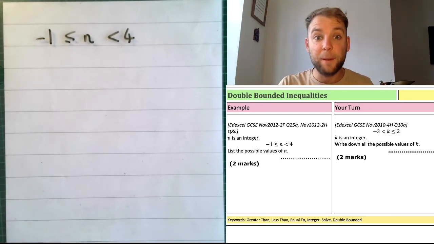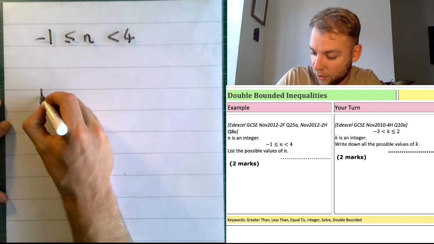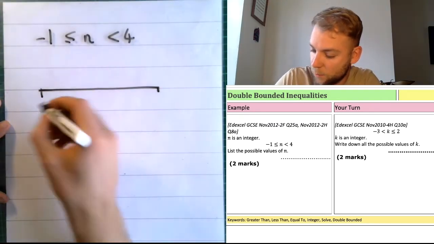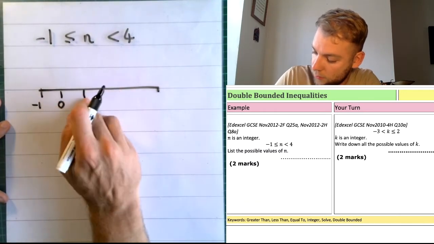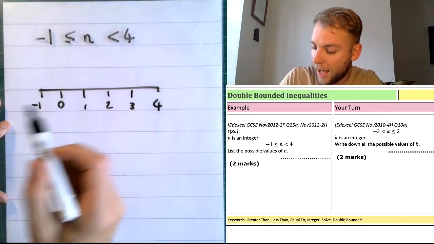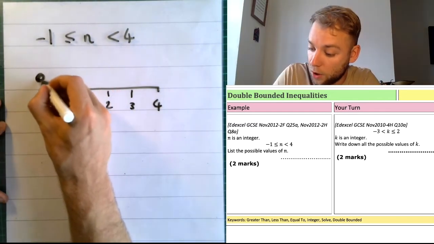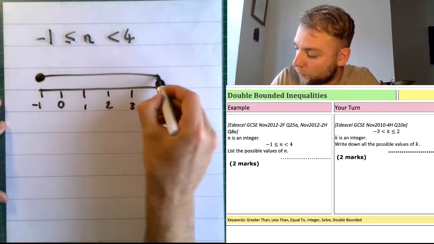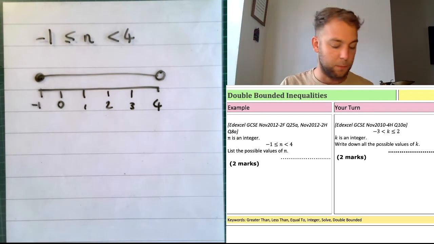Now, we can represent this as a number line if you want to. We'll do that quickly just so you can see. So this one would be from negative 1, 0, 1, 2, 3, and 4. And because this is a less than or equal to, it needs to be a closed dot on this side, all the way up to 4, but not including 4. Okay, so that's a little sketch of the number line.